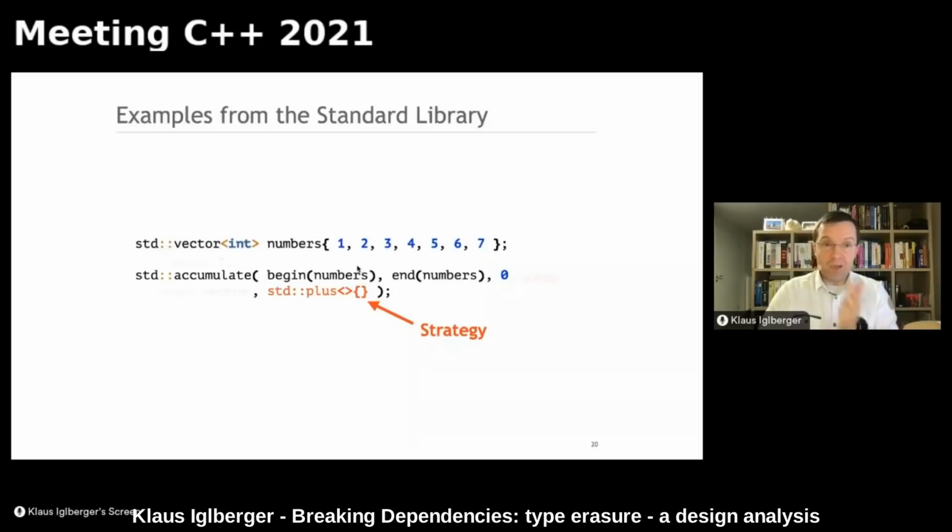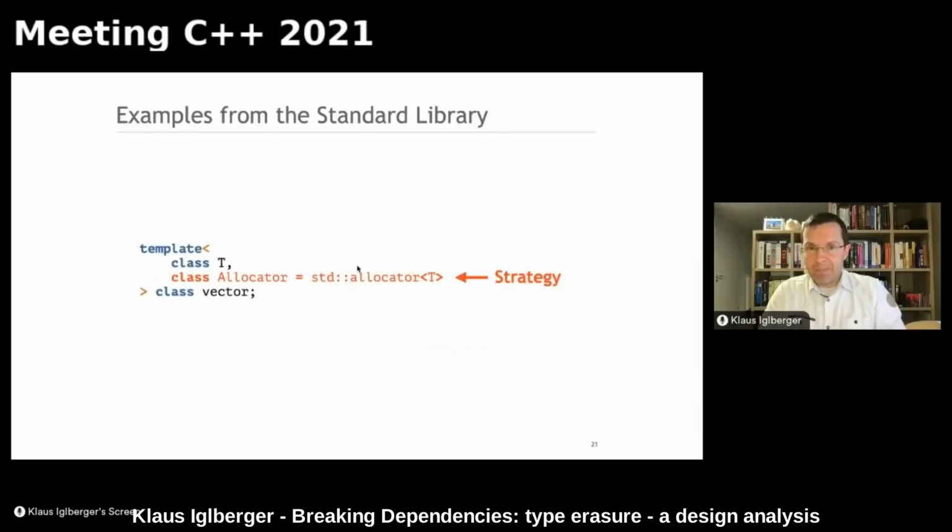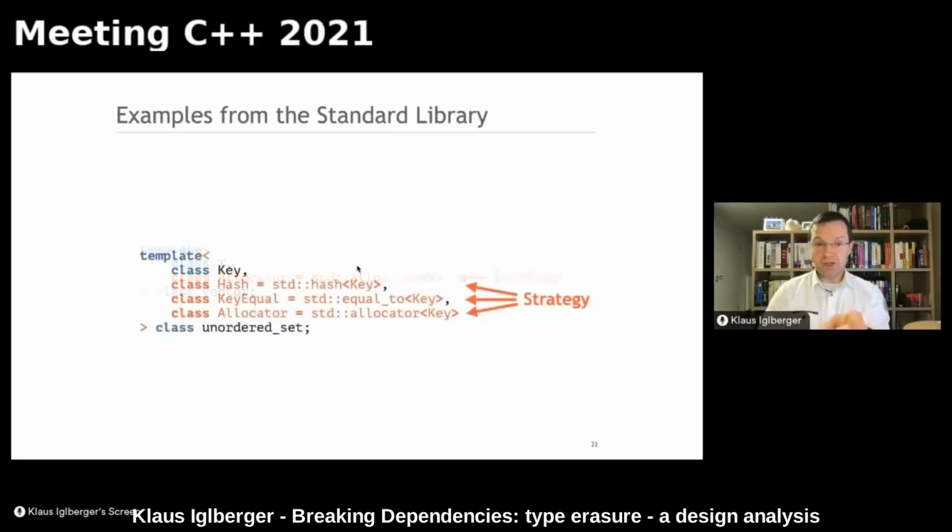Or standard vector. Yes, the second template argument is actually a strategy. You specify from the outside how allocation should work. That's a strategy. And of course, this is true for all containers. And some containers actually have more than one strategy. Now, unordered_map has even three: the hash, the key equal, and the allocator. All of these are customization points. You can specify the behavior from the outside.